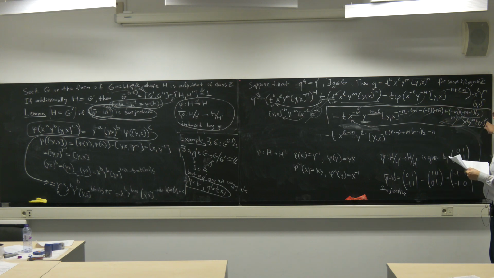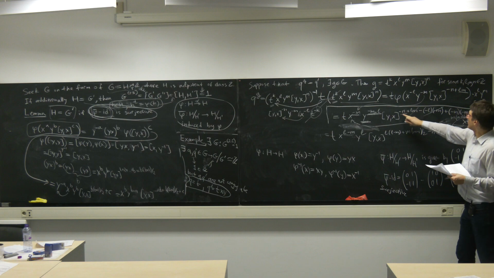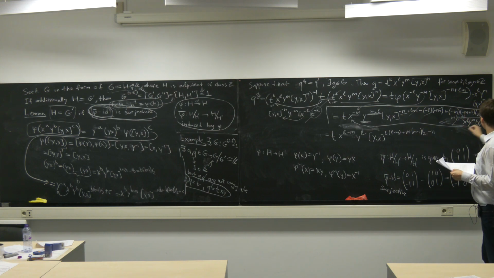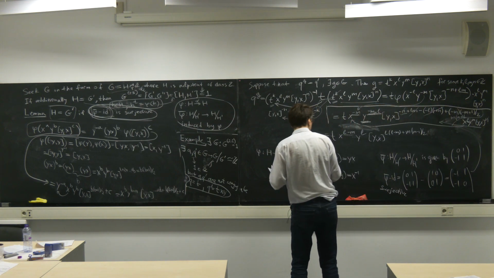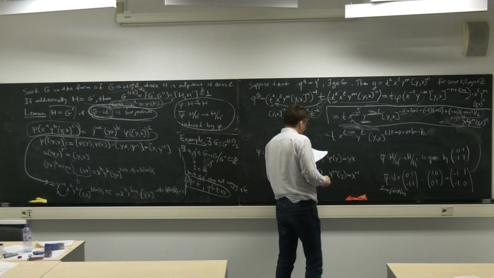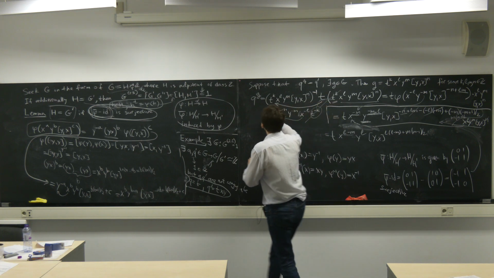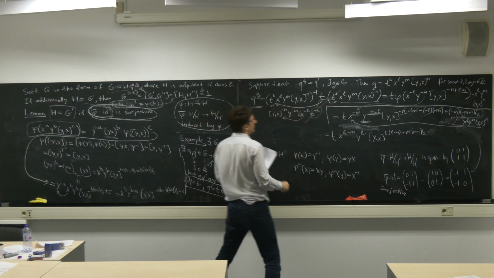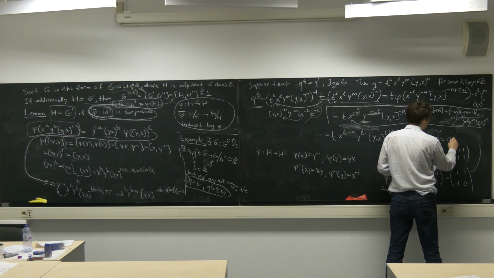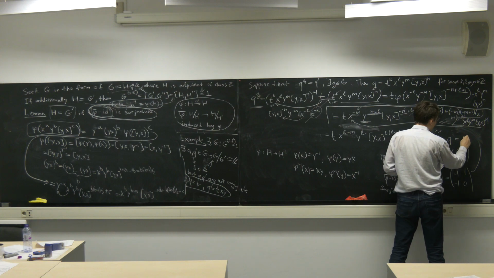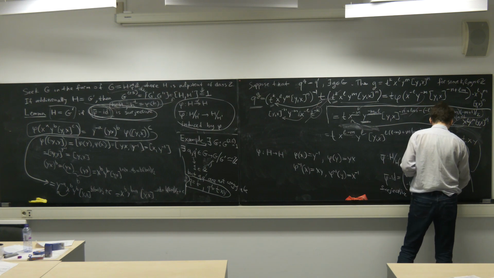Here we have n, and here we have minus n. And they also cancel out. So we don't have it. So this is what we get. And this was q to the power g. And this is supposed to be equal to q prime. And q prime is t x y.